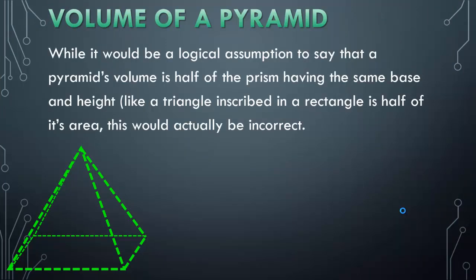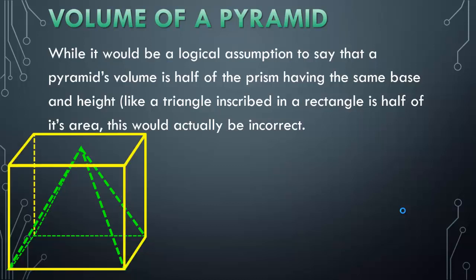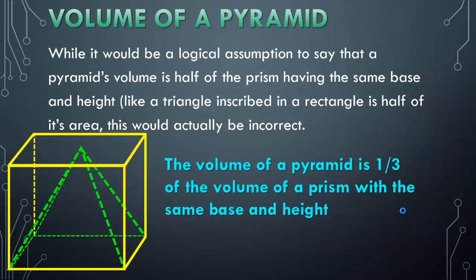Now, when we did areas of triangles, we found that when they were inscribed in a rectangle, they were basically half of the area of the rectangle. So it would make sense that the volume of a triangle would be half the volume of a prism with the same height and base. However, that would be wrong. If we put our prism around it like that, the volume of a pyramid is actually 1/3. That's important, it's going to be a running theme here. 1/3 of the volume of a prism with the same base and height. It has to have the same base and height.